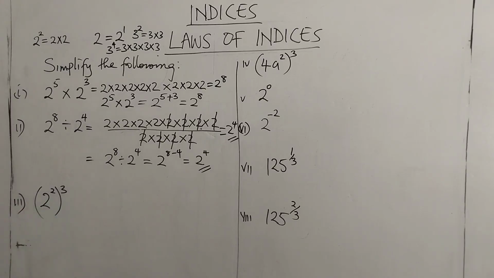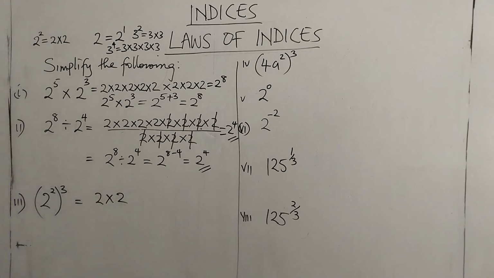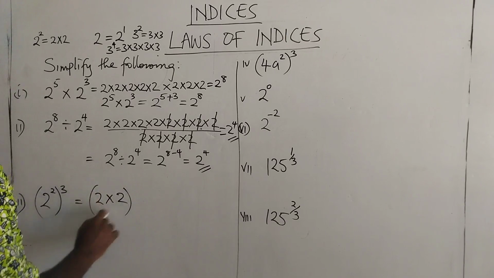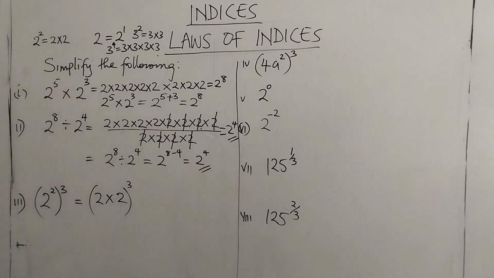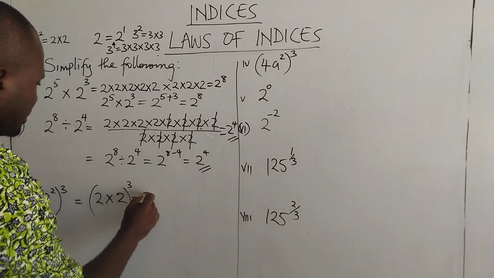The third one says 2 raised to power 2, brackets open and close, and then raised to power 3. That is 2 raised to power 2 raised to power 3. What this one means is you can handle what is in the bracket first. It says 2 raised to power 2 means 2 times 2. And this means this bracket into 3 places.